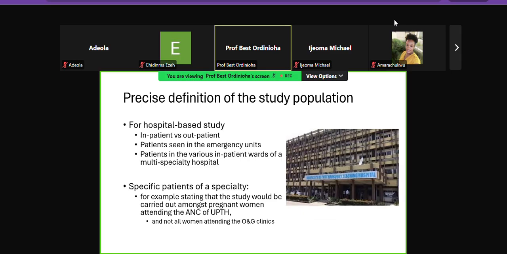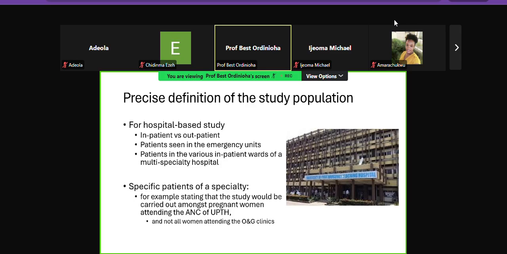And even in the study population, even if you are doing a hospital-based study, you will know that patients of a hospital, especially the tertiary hospitals, are not the same. Outpatients are different from inpatients. Outpatients may not be as sick as inpatients. And patients seen in the emergency department usually have more serious illness than patients seen in the GOPD. So we have to note that.